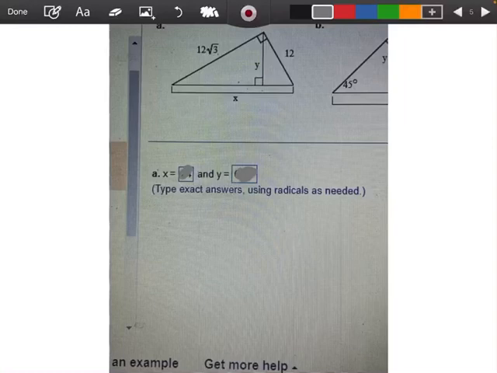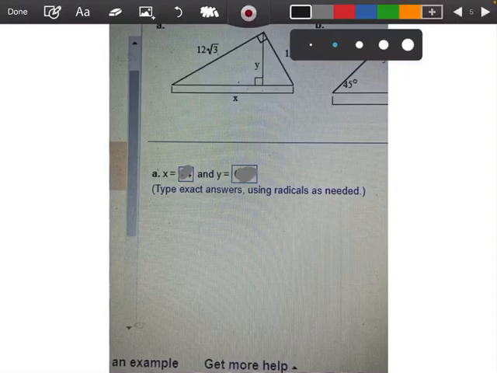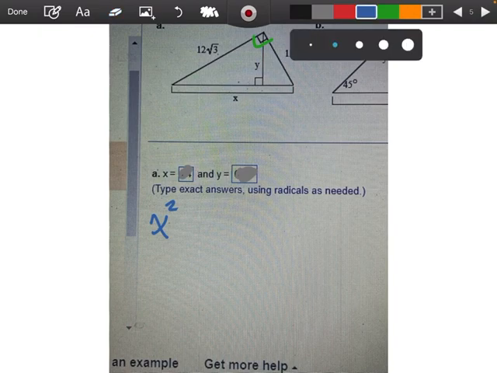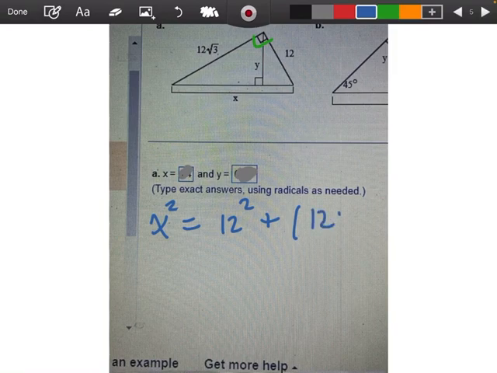Here's another problem, and I believe this is out of 13.1. What we're trying to do is find the value of x and the value of y. Okay, so let's see if we can find the value of x. If you notice here, y'all, we do have a right triangle. So if we're going to find x, we can say x squared, because that's my hypotenuse, is going to be equal to 12 squared plus 12 square root of 3 squared.